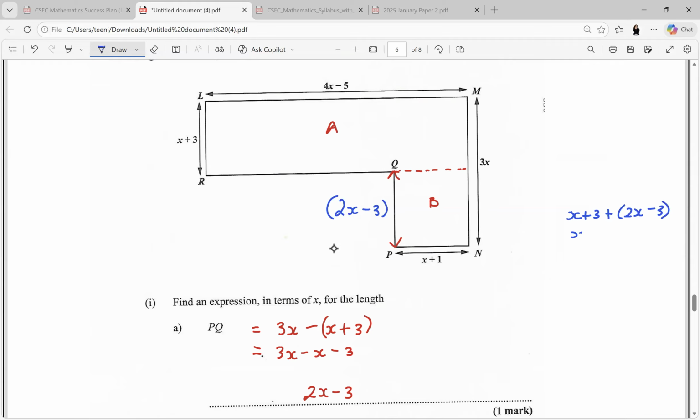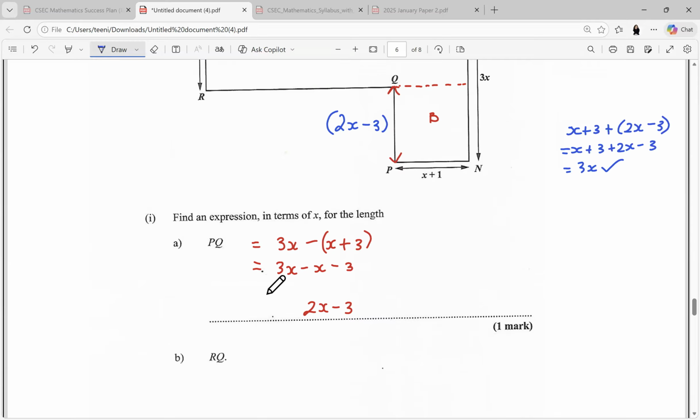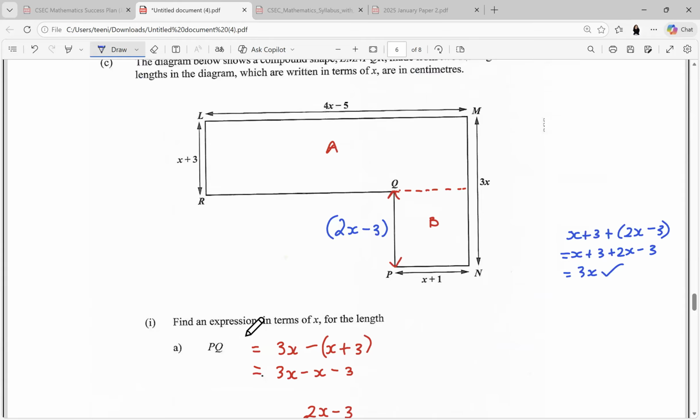Well, that would be x plus 3. And if I remove these brackets, it'll be plus 2x take away 3. So x plus 2x is 3x, and 3 take away 3 is 0. So you see how it works out? It works out to be the 3x. So that would be the distance PQ. And then the other one is to find the distance RQ.